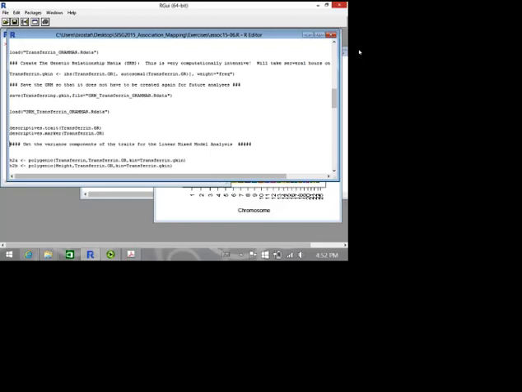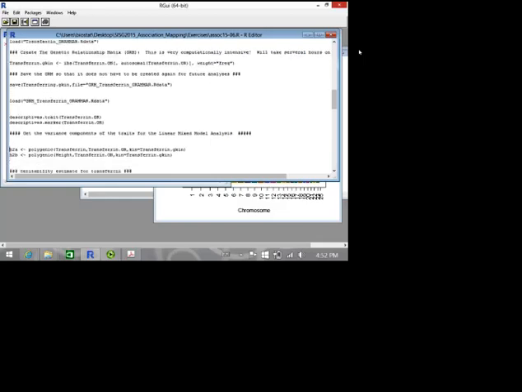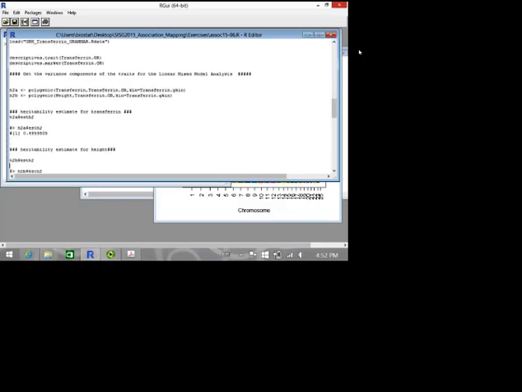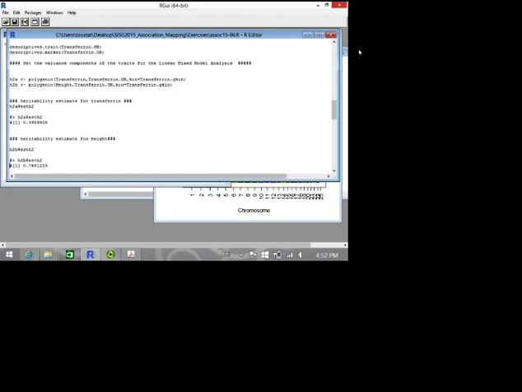The first step is it calculates the variance components, sigma squared G and sigma squared E. It takes a little bit of a while, but if you want to estimate heritability for transferrin, for example, the estimated heritability is around 50%. So this is this ratio. Okay. For height.